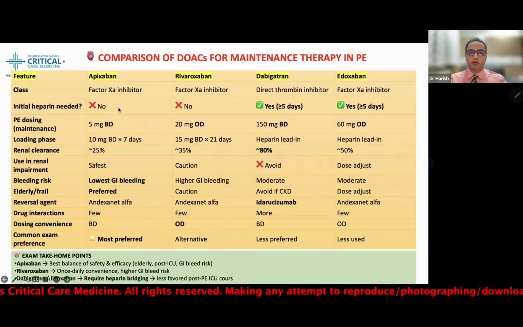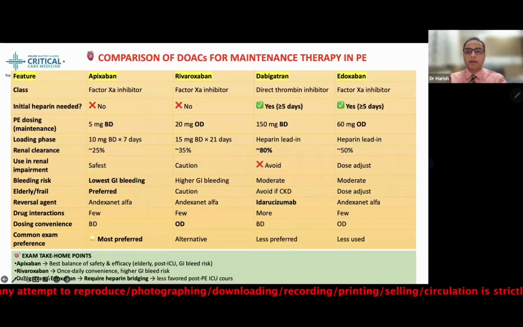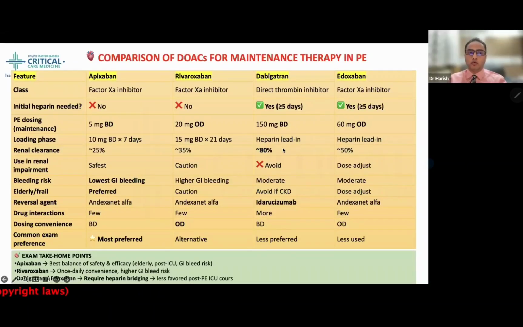The next alternative option to apixaban is rivaroxaban. Then dabigatran, which is a direct thrombin inhibitor. So initial heparin is needed. You thrombolyse, then give heparin for at least 5 days. Then you can start dabigatran 150 milligram BD without any bolus. A loading dose other than 150 milligram is not needed.